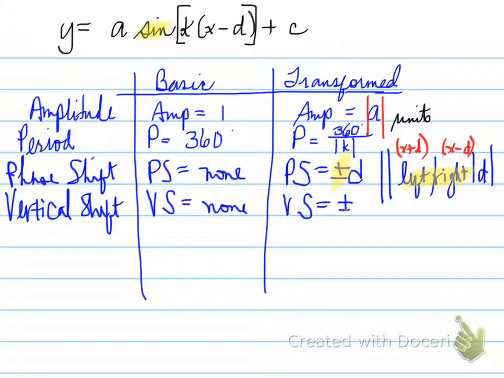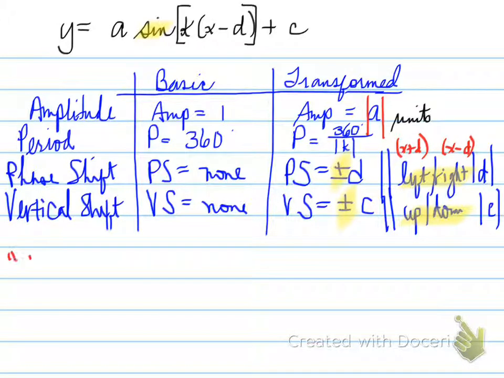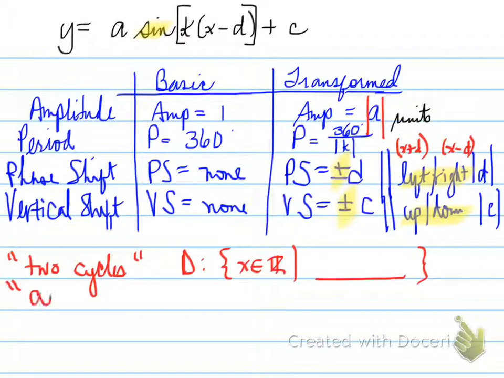Then there is the vertical shift. A vertical shift in a basic graph is obviously none, but in a transformed graph, it will be plus or minus c, so up or down by c. Plus if it's up, down if it's minus, so negative if it's minus.